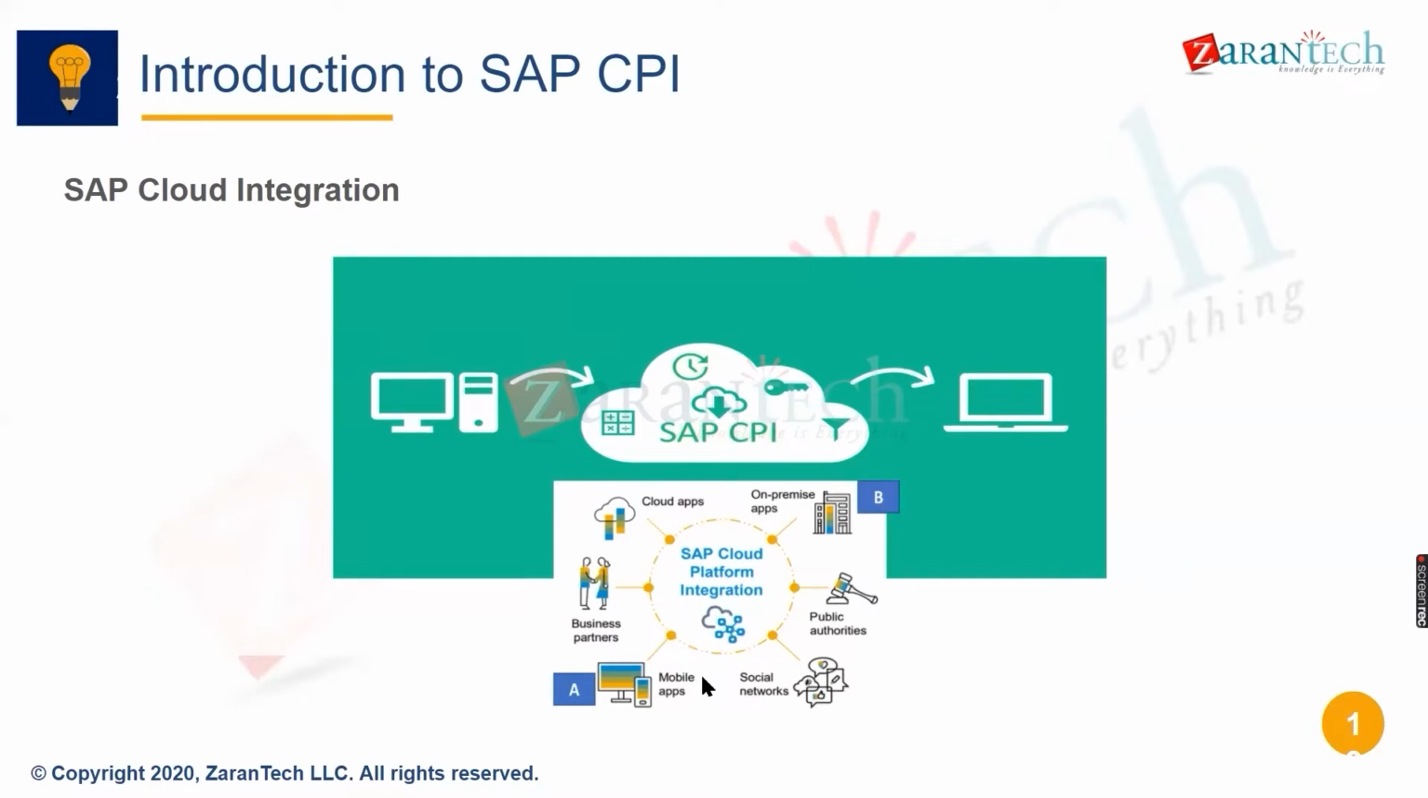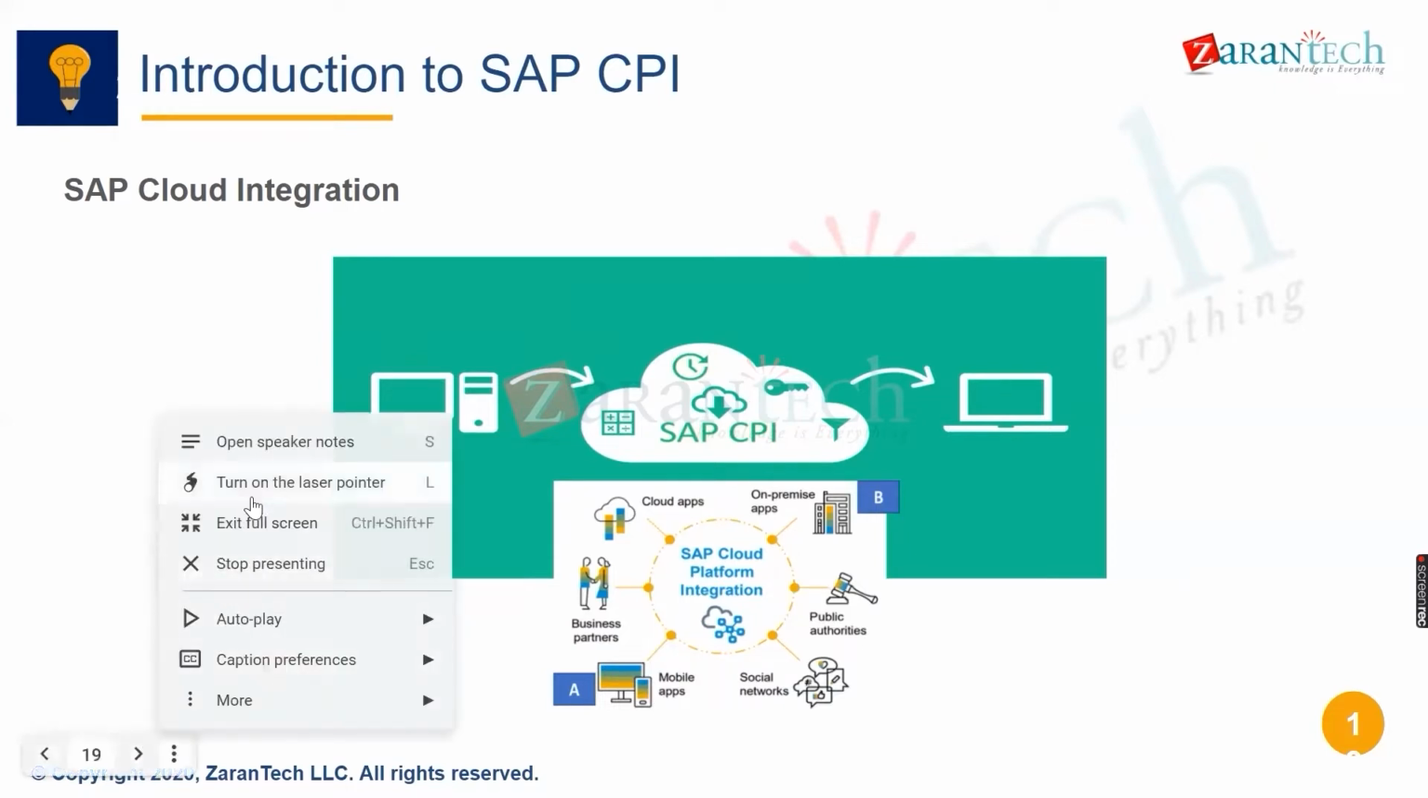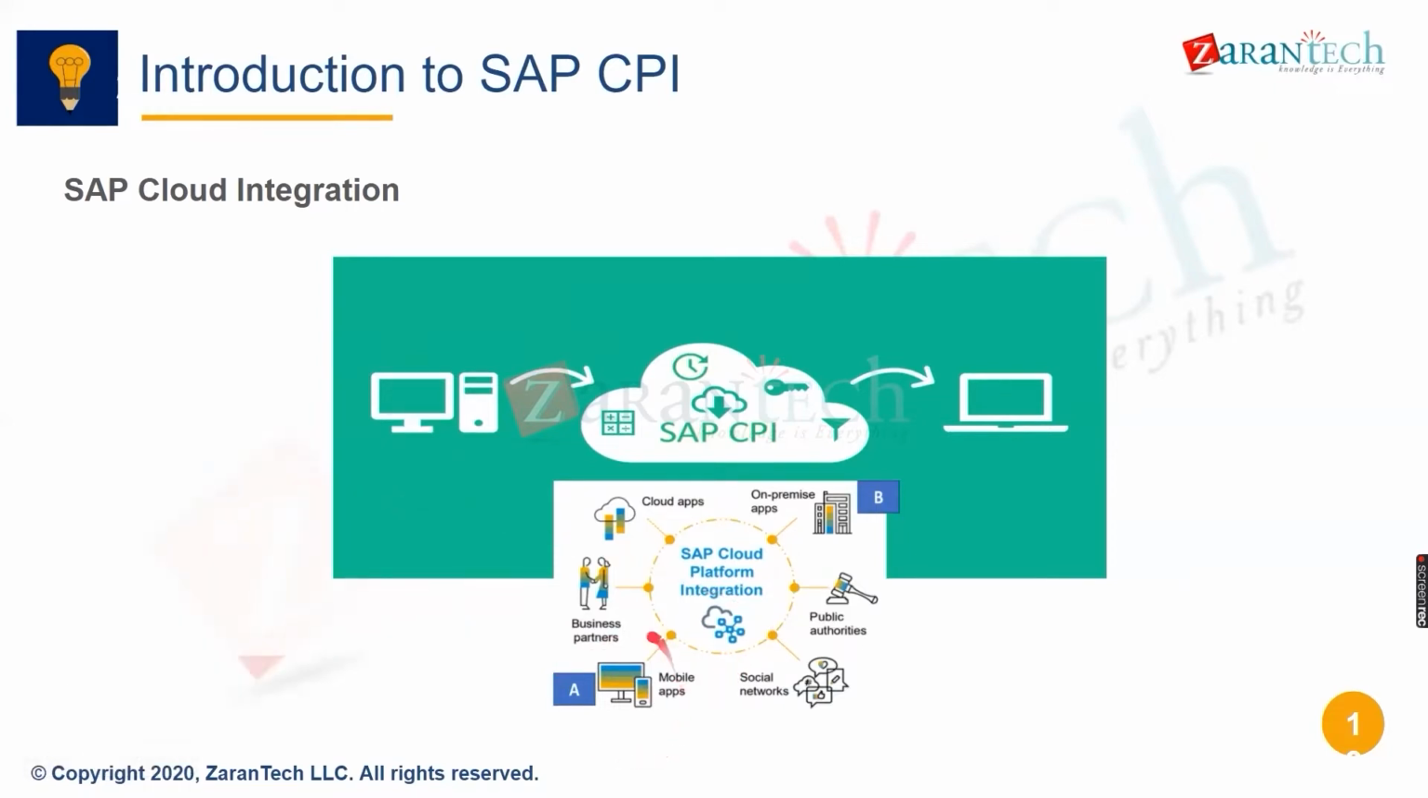Now we have so many applications, as you can see here. I have mobile applications and business partners like Pepsi and Coca-Cola. These are called business partners or vendors. Then cloud applications like SuccessFactors, Ariba or Concur. Then on-premise applications, like ECC and databases installed on-premise, and public authorities, like the German government. And social networks like Facebook and Twitter.